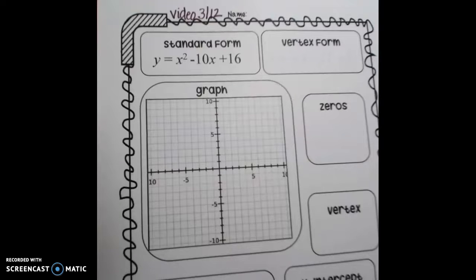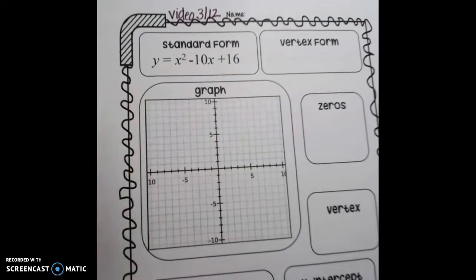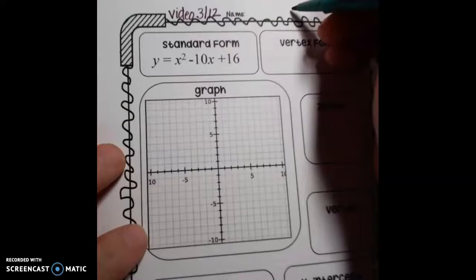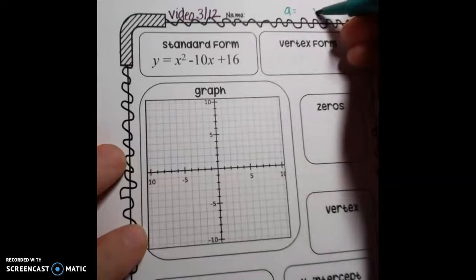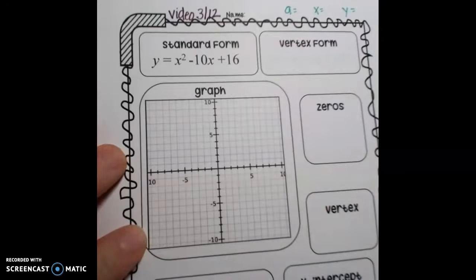All right, so we want to do some graphing, name some characteristics. So we're currently in standard form. We're going to have to convert to vertex form. When you're going to do that, you need to know what a is, what the x value of the vertex is, and what the y value of the vertex is.